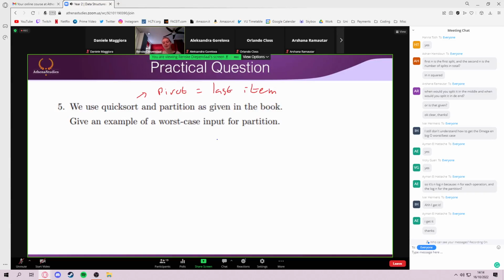Okay, so give an example of a worst case input for partition. So you've now seen what partition you need to have. So let's say the pivot is the last item and we want a worst case scenario. What type of input should you give? Or you can just give random numbers. You can just type it in chat if you know an answer, or just type done if you don't want to share your answer.